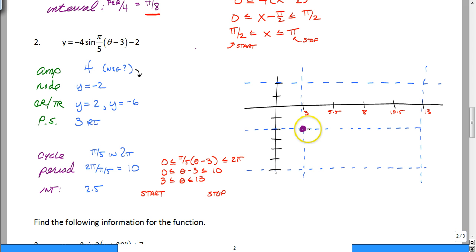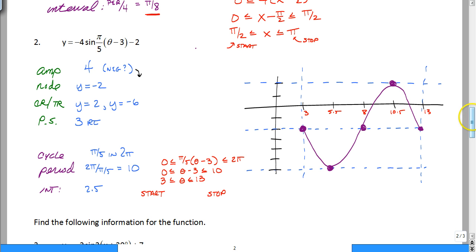Sine always starts at the node line, but this is where the negative comes into play. Negative just means it's going to start by going down first. So you go and you hit your trough, back to the node, up to your crest, back to the node, and here you go. That's how you graph a sine wave. So hopefully you got that.